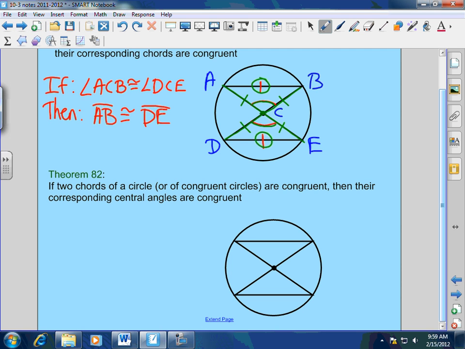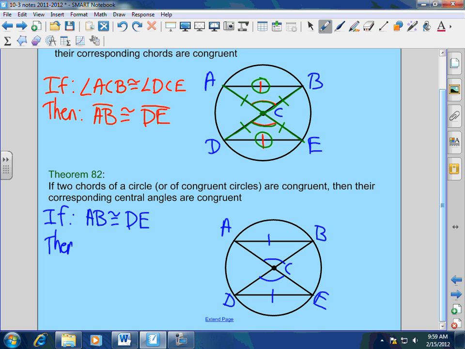So if I have A, B, C, D, E, in this particular case now, if two chords of a circle are congruent, then their corresponding central angles are congruent. If AB is congruent to DE, then angle ACB is congruent to angle DCE. If chord AB is congruent to chord DE, then angle ACB is congruent to angle DCE. Does that make sense? Two more.